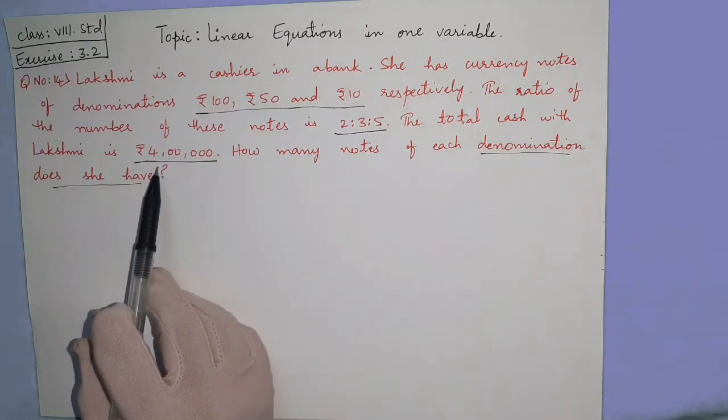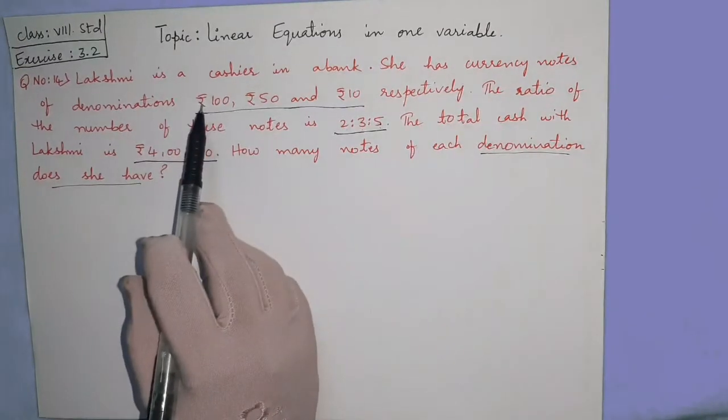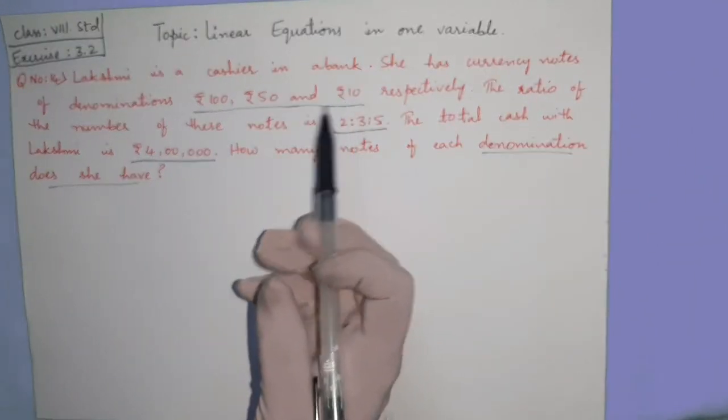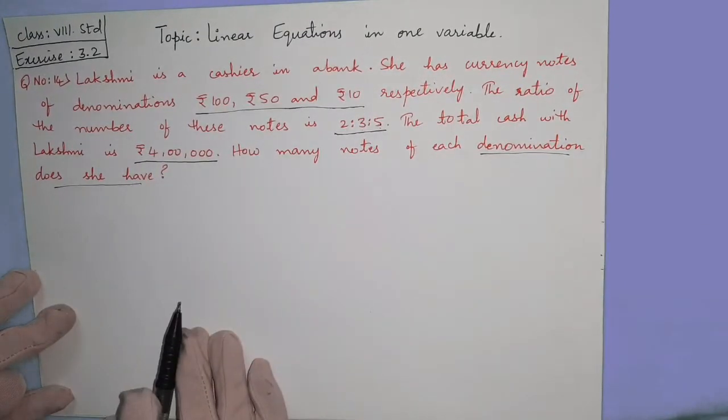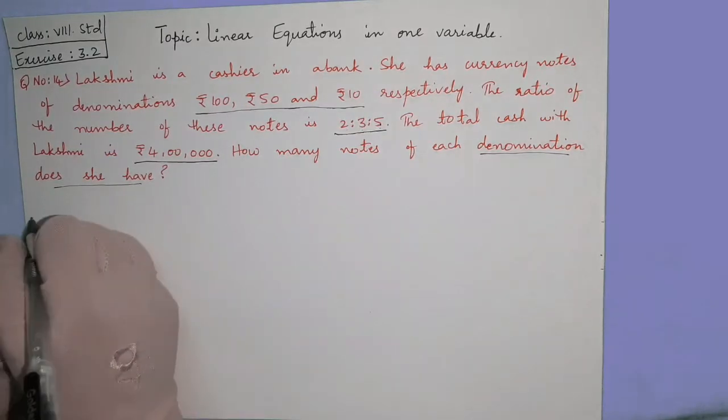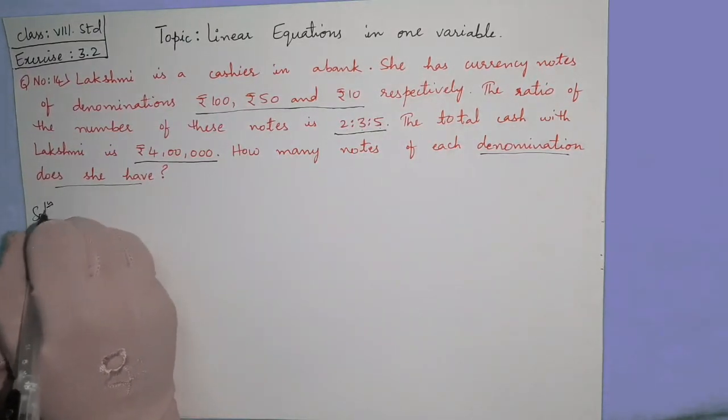So for 4 lakh rupees, for rupees 100 how many notes are there, for rupees 50 how many notes and for rupees 10 how many notes are there, that we need to find. Denomination is nothing but group. रुपीज़ 100 के ग्रुप में कितने नोट्स रहेंगे, रुपीज़ 50 के जो बंडल है उसमें 50 के कितने नोट्स रहेंगे, that we need to find here. So let us start with the solution.